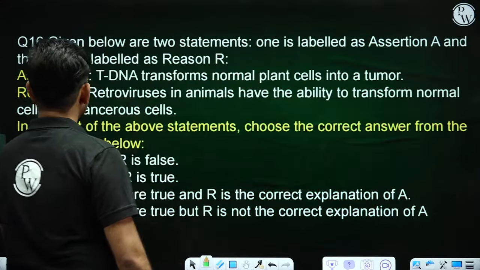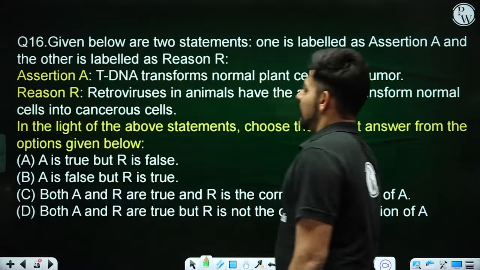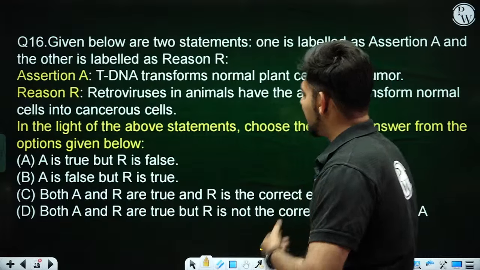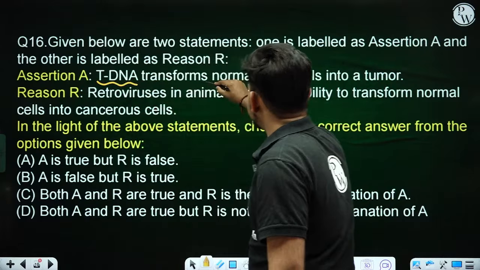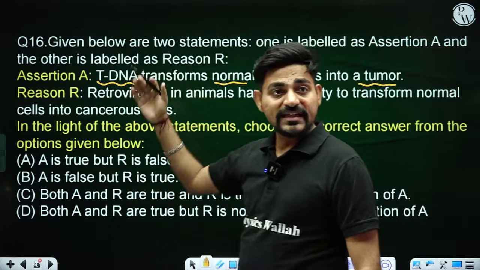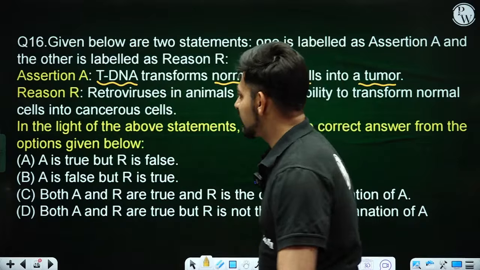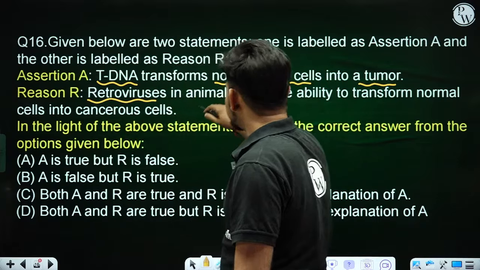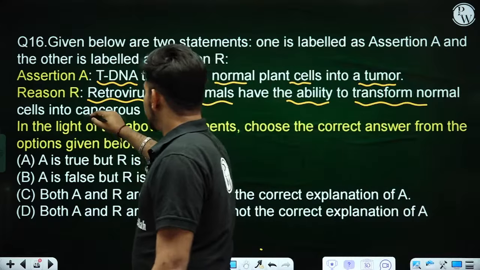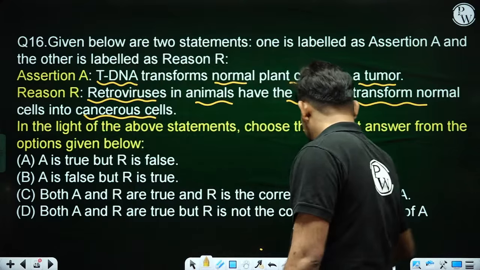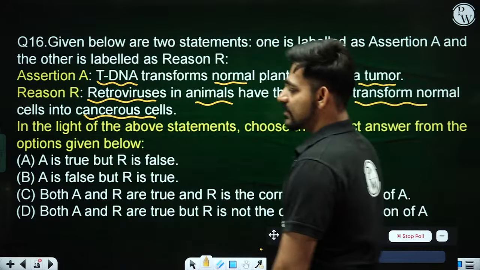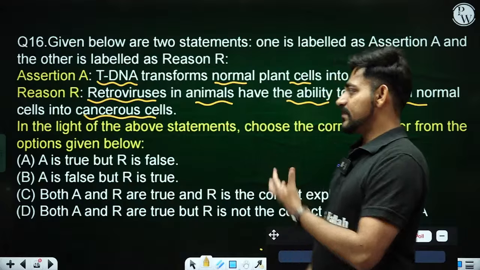Okay, this question number 15 is also done. Now question number 16, another assertion and reason. Another question from tDNA. The assertion: tDNA transforms normal plant cell into a tumor, being part of the Ti plasmid, the tumor inducing plasmid. The reason says retroviruses in animals have the ability to transform normal cells into cancerous cells. So two different kinds of statements are there. Let me check if you can answer this properly, then I'll explain.